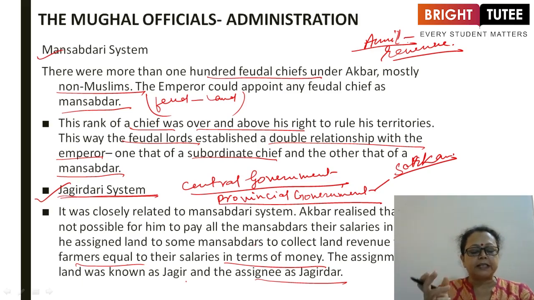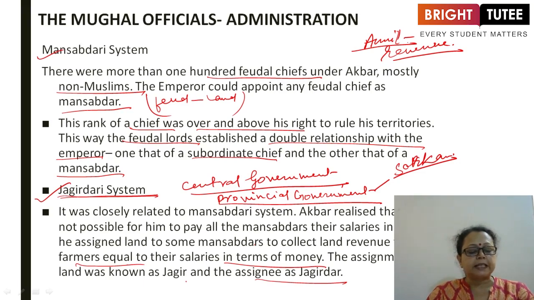The cases were decided according to the Quranic law. Whatever provision or law was written in the Quran, that way only the work was proceeded by the Qazi or Mufti. The Mufti interpreted the law, while the Qazi decided the cases. Interpretation was done by the Mufti, decision was taken by the Qazi.